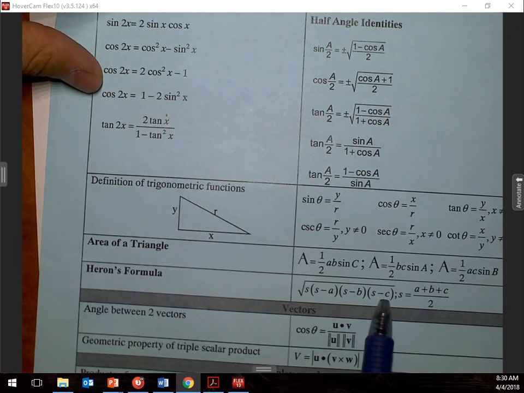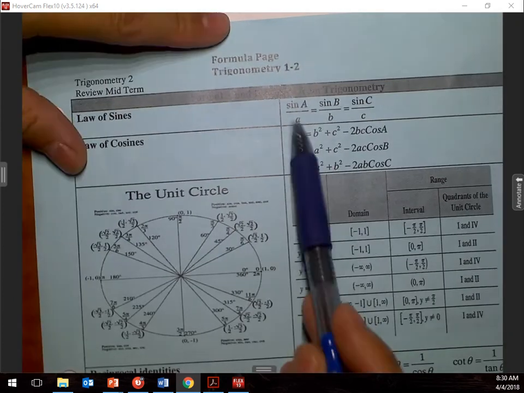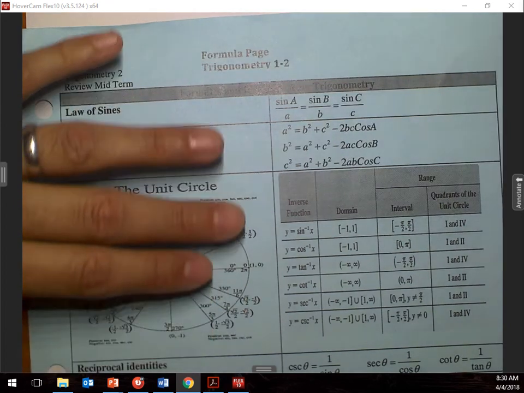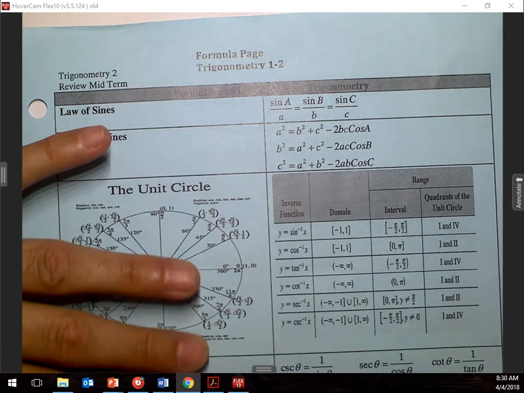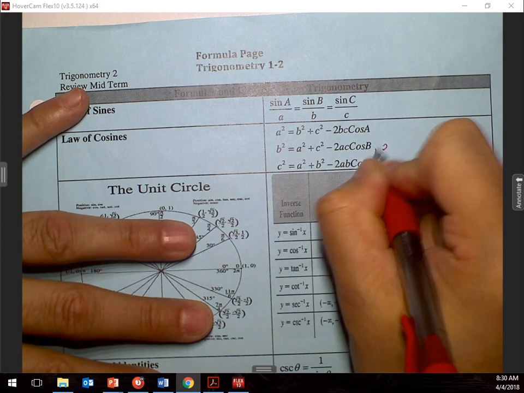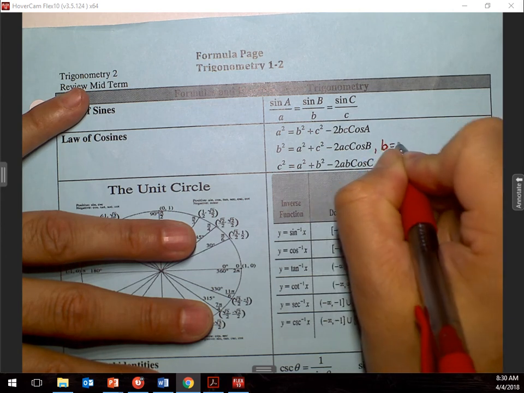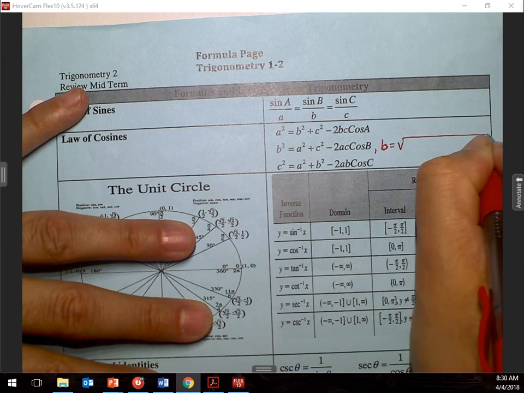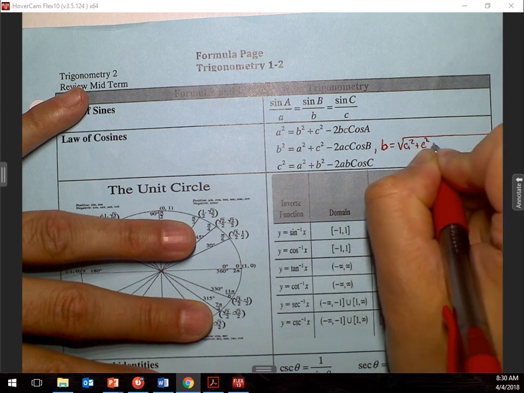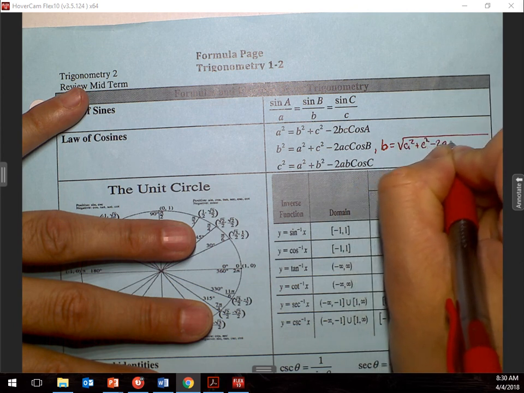Okay, find one of the angles and plug in here. So let's go back over here. Now, if you notice, all these are solving for a square of that, right? So in this case, B is equal to the square root of this side, which was A squared plus C squared minus 2AC cosine B.